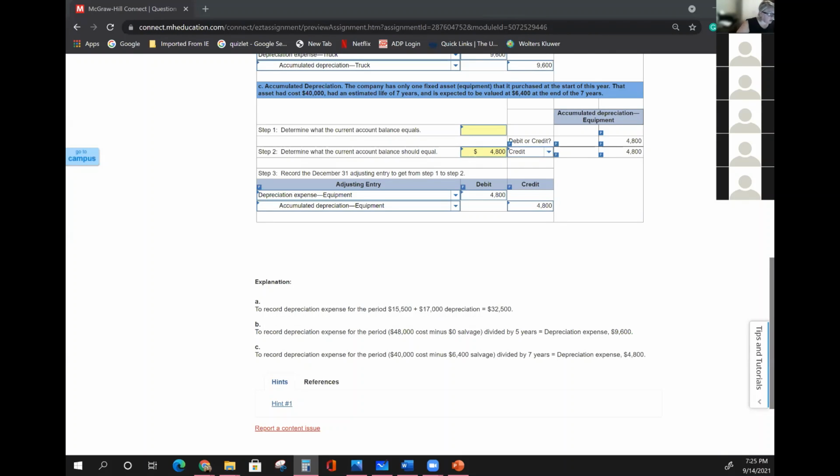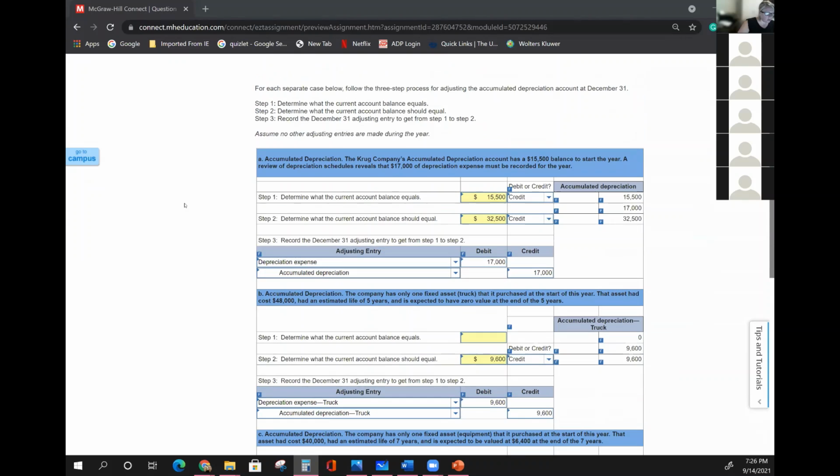Okay. So when I do my journal entry, I'm going to expense only the portion for this year, which is the 4,800. So my balance is 4,800. It's accumulated depreciation, so it's sitting as a credit. Ending balance is going to be 4,800. My journal entry is debit the expense account for equipment depreciation, 4,800, and then credit accumulated depreciation equipment for 4,800.